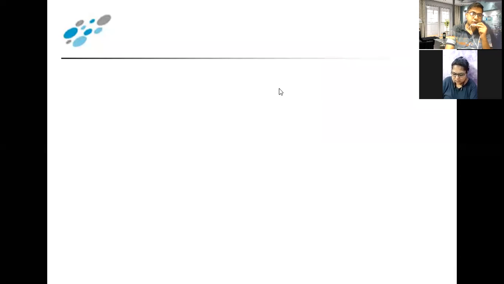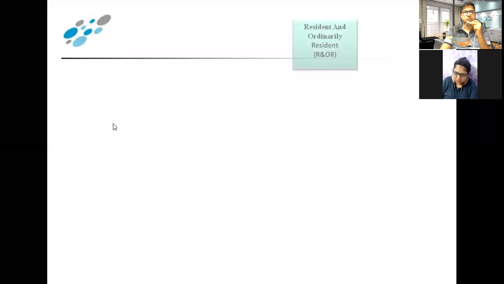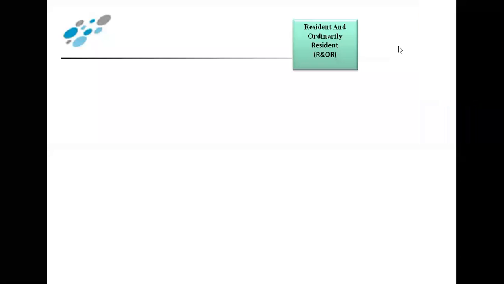Now this wording is very important. There are three kinds of residential status: R&OR, RBNOR, and NR. Three kinds of residential status are there. These things you have to keep in mind.